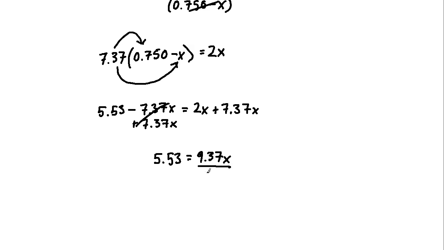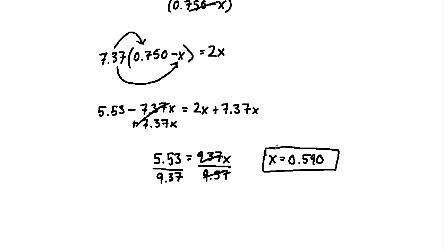All I need to do is divide. So I'll divide by 9.37. That'll just return x to me. And then I divide this side by 9.37. And so if you do that, you should find that x, in this case, is going to equal 0.590. Okay, so that's our x term.